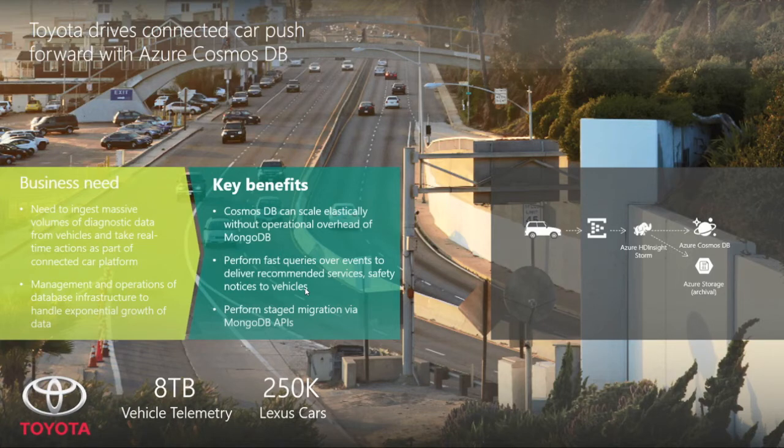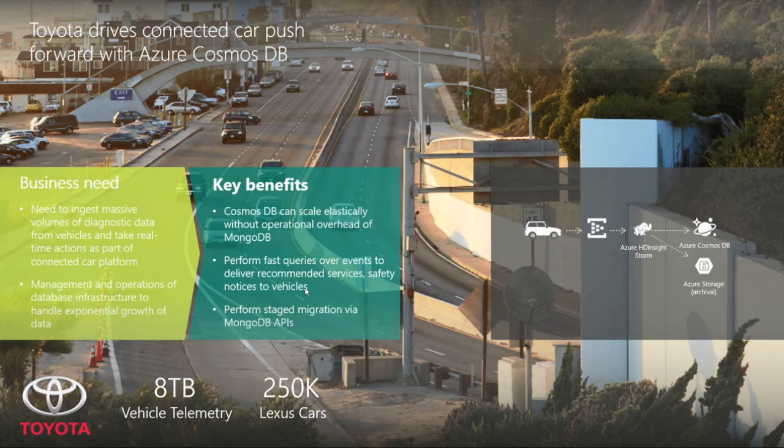Some of the use cases that Toyota proposed were functionality similar to OnStar, where if there's a crash, they want to alert the ambulances and the right people immediately, right? So you need an incredibly fast database for that.